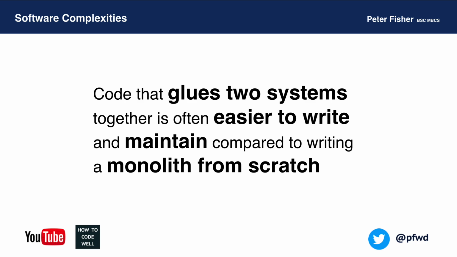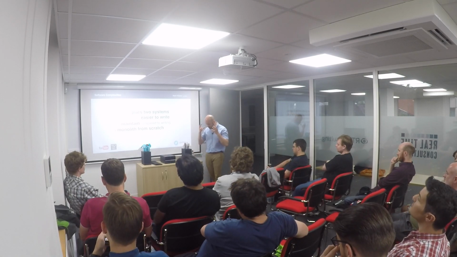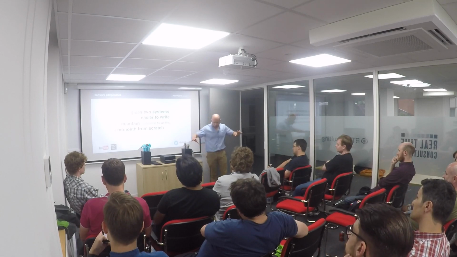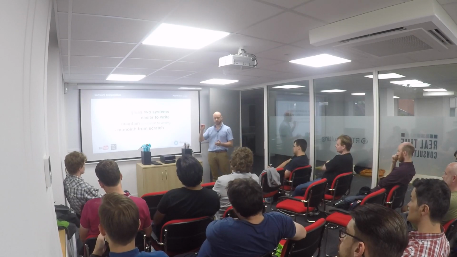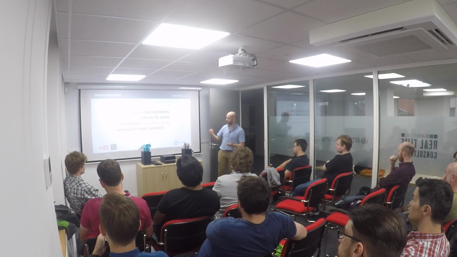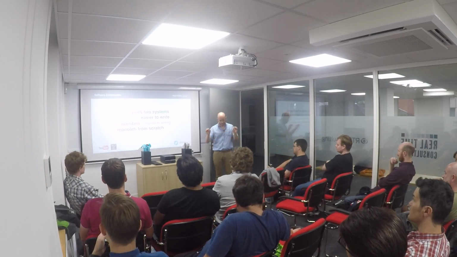And also an interesting one is code that glues 2 systems together is often easier to write and maintain compared to a monolith from scratch. So let's say, for example, you were given a requirement to do 2 very different, distinct features all in one system. Well, you could just build the whole system from scratch in a bespoke manner, right? Or you could have a look and see if there are features available off the shelf that you can bring in, and then make some glue code, some API stuff and all that jazz. You then only have to maintain that glue code. You don't have to maintain the whole monolith that you're creating.